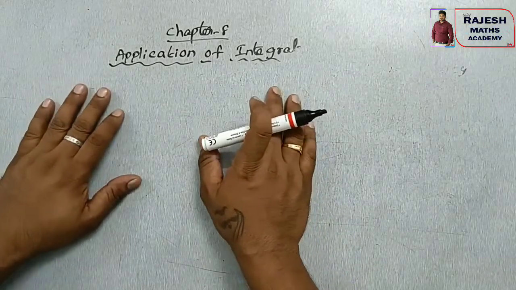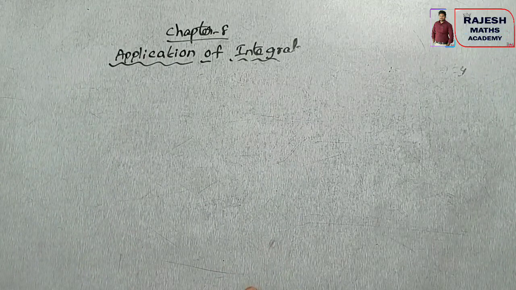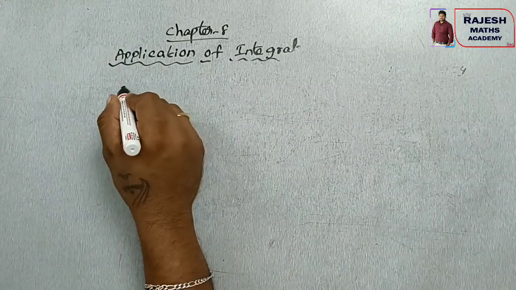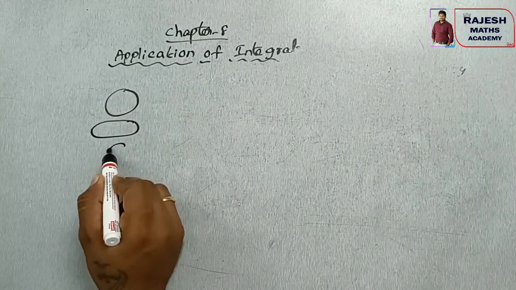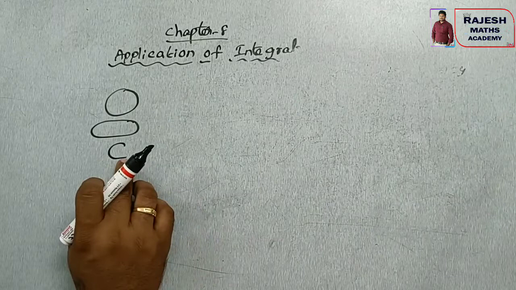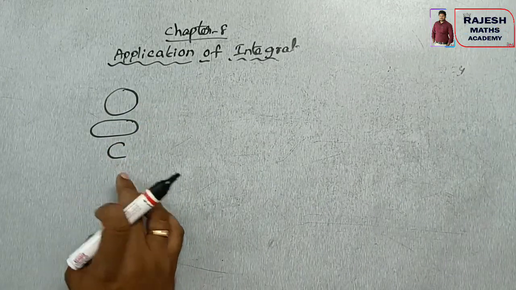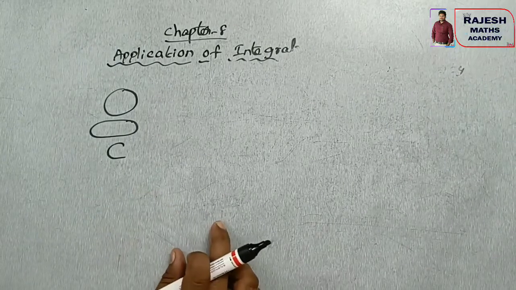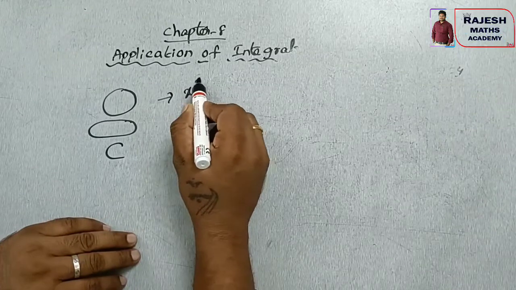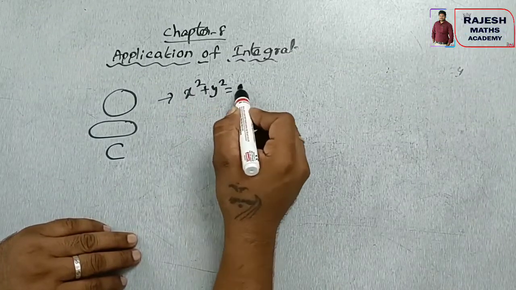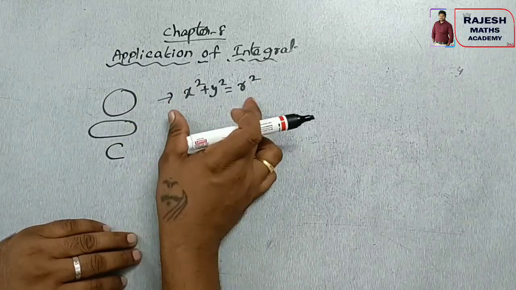Before entering into the exercise problems, we have to know some ideas about the conic sections. Actually, what are the shapes we have learned? We have learned the circle, then the ellipse and parabolas. Parabolas means 4 types of parabola, and ellipse also has 2 types. So these 3 basics we have to know. What is the equation of a circle? The equation of a circle with center 0, 0 is x square plus y square equal to r square, with radius r. This is the equation of a circle.